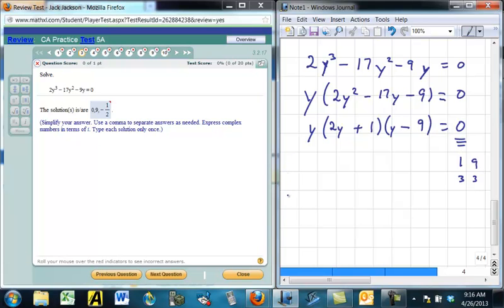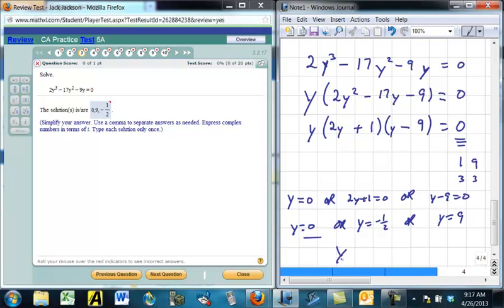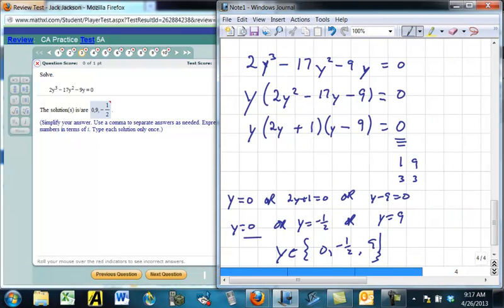So now we can set each one of them equal to 0. This means y equals 0, or 2y plus 1 equals 0, or y minus 9 equals 0. So y equals 9, or subtract 1 and then divide by 2, negative 1/2, or y is 0. So those are our choices. We'd write it this way: y is an element of the set 0, negative 1/2, 9. That's kind of a sloppy looking brace. Let's fix that.